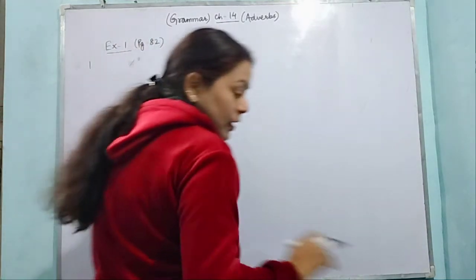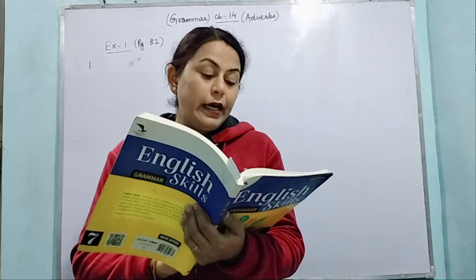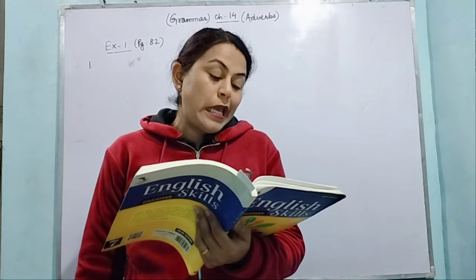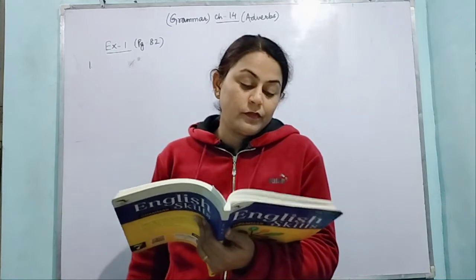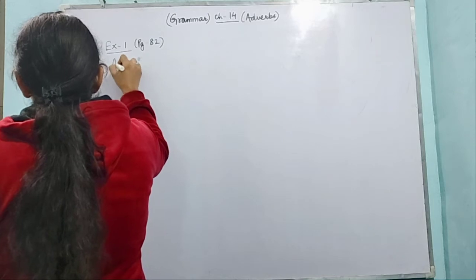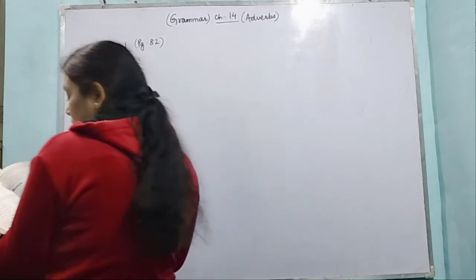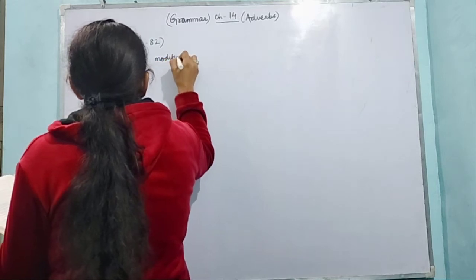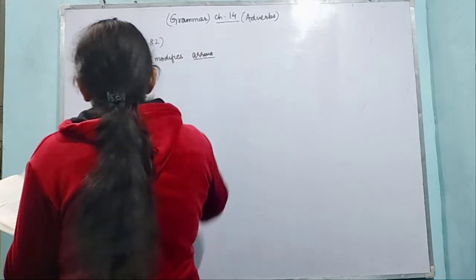First one. My father will likely arrive tonight. Likely arrive. Now what is arrive here? Arrive here is a verb. So likely arrive means this is an adverb, and whom does it modify? It modifies arrive. Okay, you will write it like this.